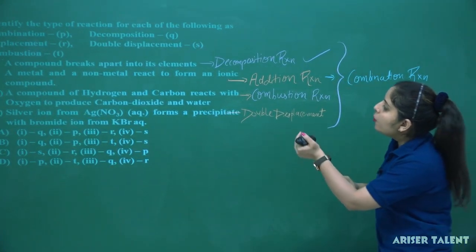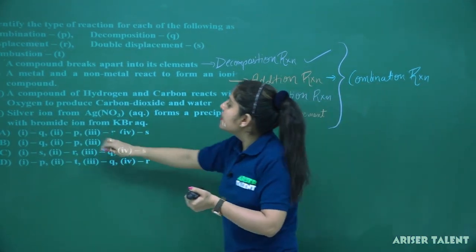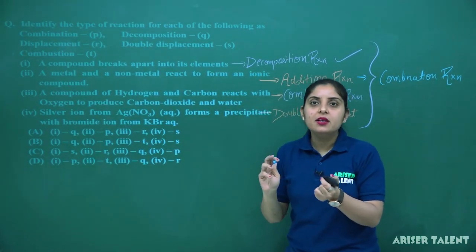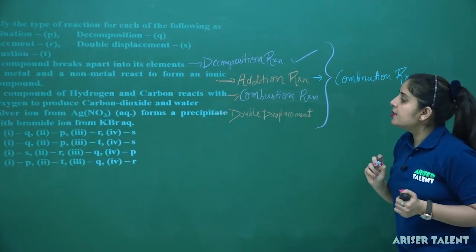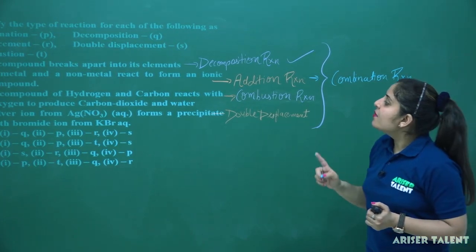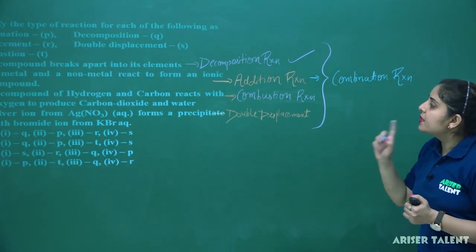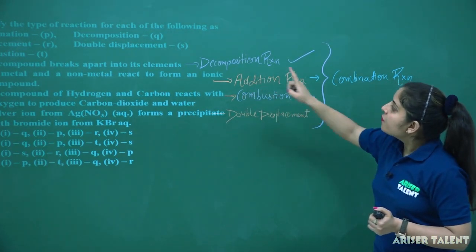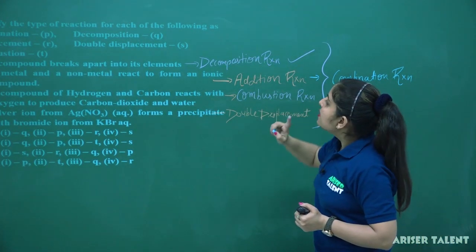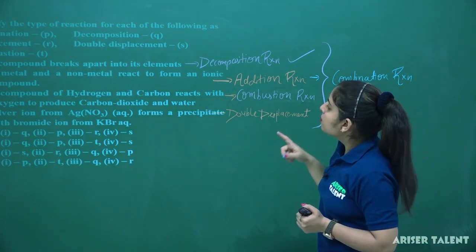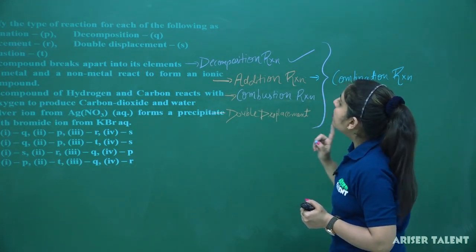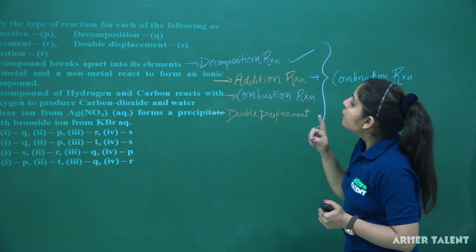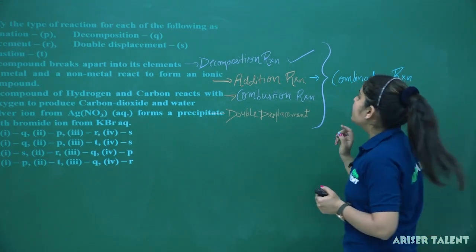Now, a compound of hydrogen and carbon reacts with oxygen. So, oxygen is used in this reaction. So, it is a sort of combustion reaction. And the last one, silver ion from AgNO3 forms a precipitate. So, it will be the double displacement reaction. So, first will match with Q, second will match with P, and third option will match with T, and the fourth option will match with double displacement reaction.